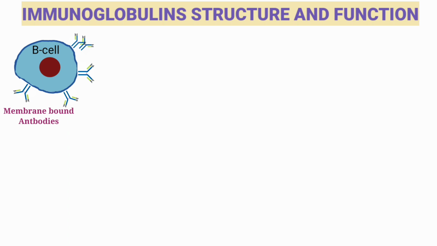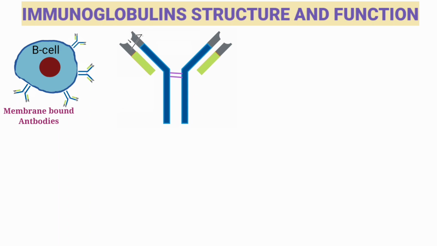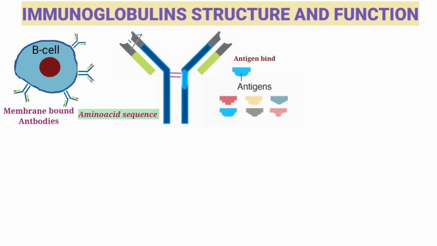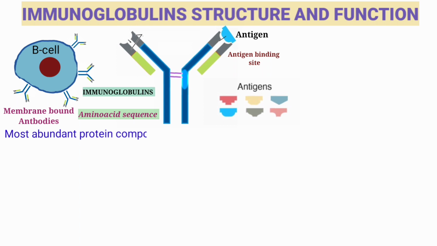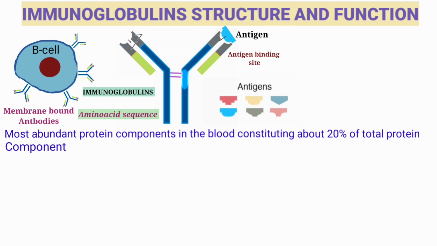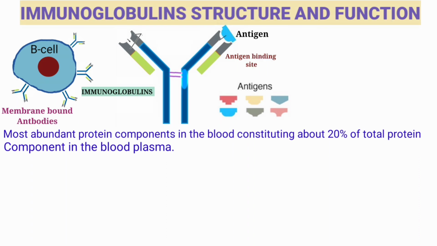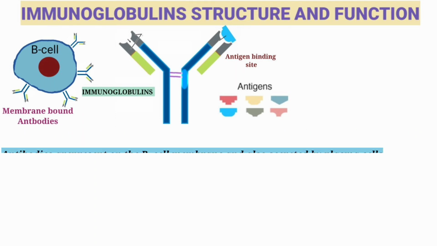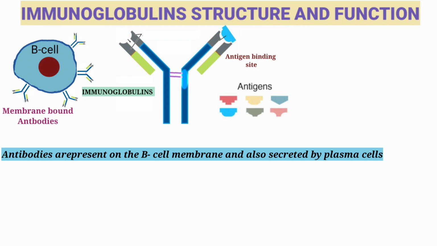Immunoglobulins, structure and function. Antibodies, the antigen binding glycoproteins, are synthesized exclusively by B cells and in billions of forms, each with a different amino acid sequence and a different antigen binding site, collectively called immunoglobulins. They are among the most abundant protein components in the blood, constituting about 20% of the total protein component in the blood plasma. Antibodies are present on the B cell membrane and also are secreted by plasma cells.